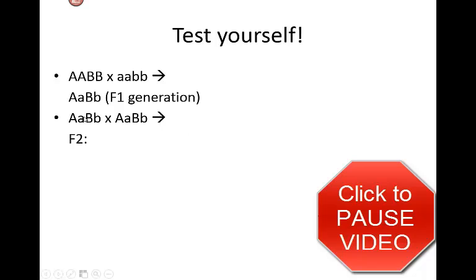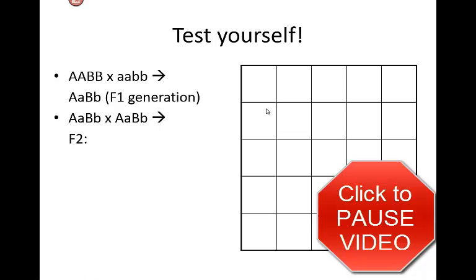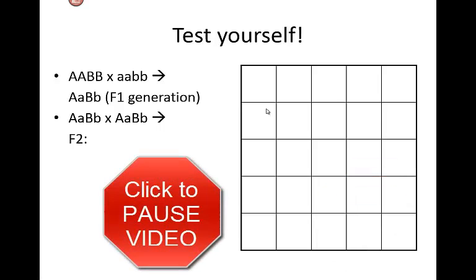Thinking back to how we set up a Punnett square, when you're setting up a Punnett square for the F2 generation, you're going to be looking at the heterozygote times the heterozygote. How do you think that you would set up the Punnett square? Okay, so I'm going to give you a little hint here.